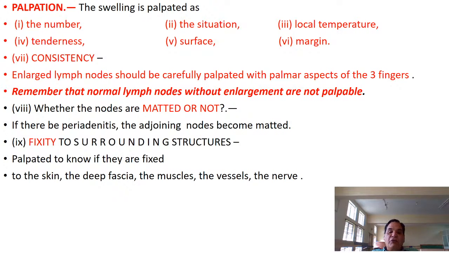Similarly, palpate for fixity to surrounding structures. Why is it important? That fixity turns our thinking towards malignancy. Check fixity by palpation and movement. Where will it be fixed? It can be fixed to skin, deep fascia, muscle, vessel or nerves. That fixity you must find out. Then you can say that on palpation so many nodes are situated in the right axilla and they are free. The swelling is matted. Matted swellings are usually adherent to skin. So your diagnosis ultimately goes to tuberculosis.